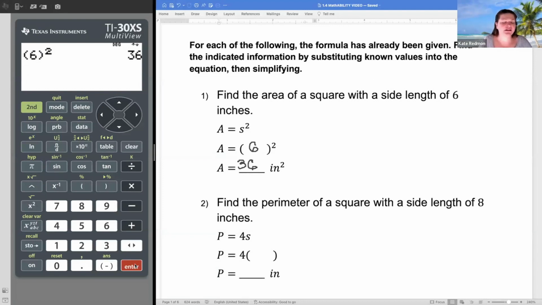So there is our final answer. A is equal to 36 inches squared, or square inches.